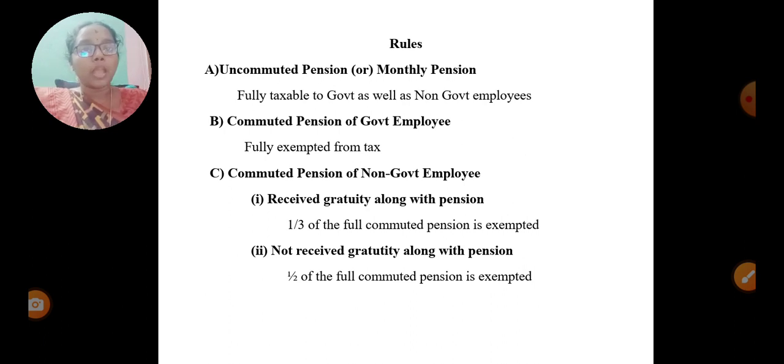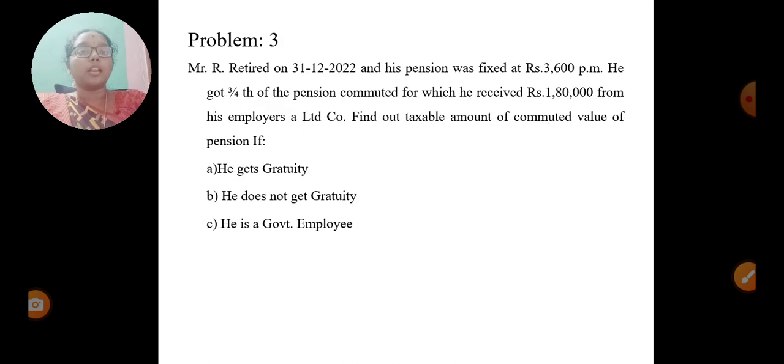So again I am repeating, uncommuted pension or the monthly pension is fully taxable to government as well as non-government employees. Commuted pension of government employee: the lump sum pension or the commuted pension is fully exempted from the tax. And the commuted pension for non-government employees is classified into two. If he receives gratuity along with the pension, in the sense 1/3 of the full commuted pension is exempted. If he has not received the gratuity along with the pension, in the sense half of the full commuted pension is exempted. Let me show you the problem.